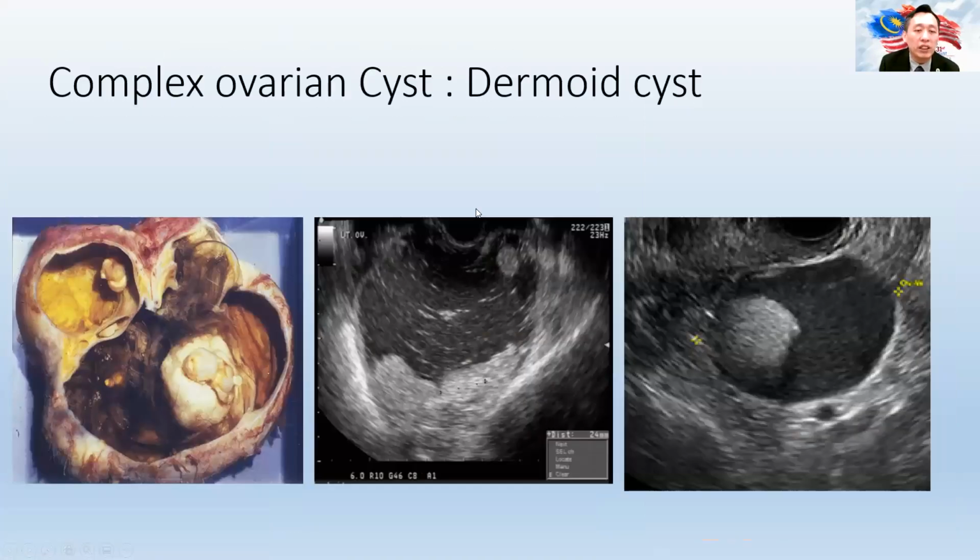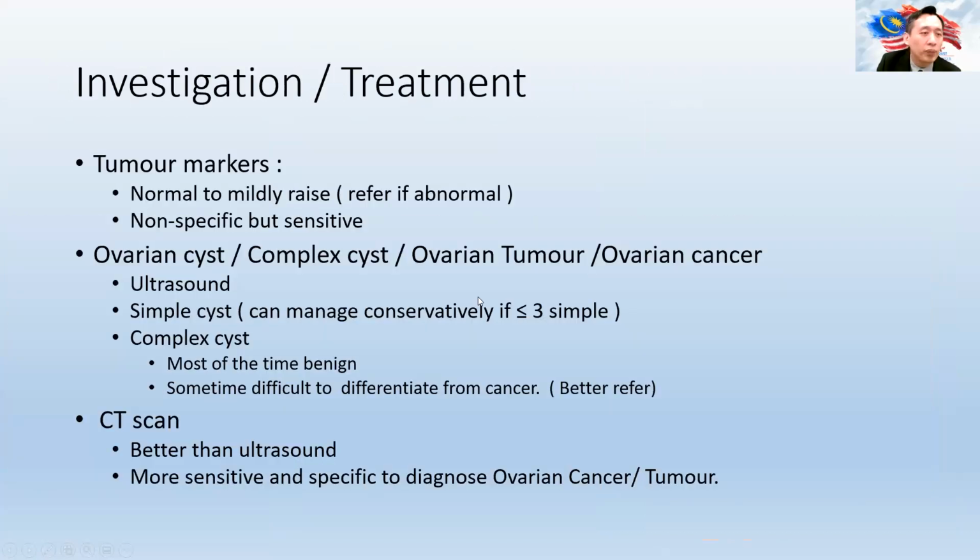For a dermoid cyst, when you do a scan, you can see a mixed echogenicity. Then you can have a solid and cystic mass. The majority of them, 90%, are actually benign. So for investigation of ovarian cyst and ovarian tumor, you do a tumor marker. If it's mildly raised, you better refer. Otherwise, if it's normal, you can keep the patient. On ultrasound, a simple cyst you can manage by yourself. If it's complex, most of the time it's benign. However, sometimes it's very difficult to differentiate benign from cancer. So for this case, it's better to refer.